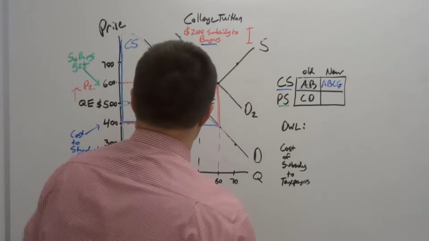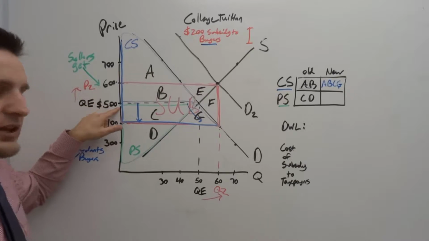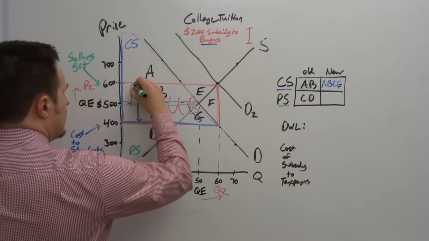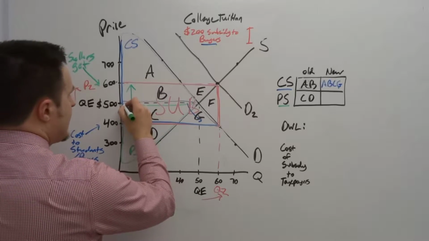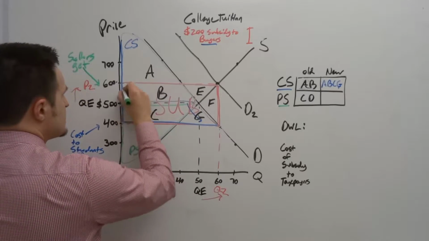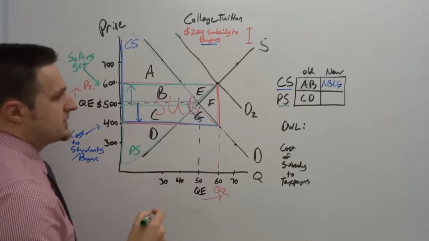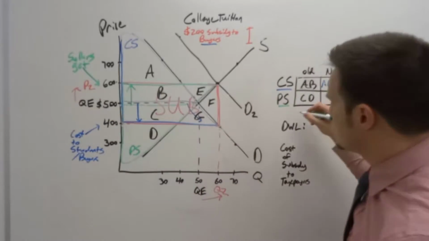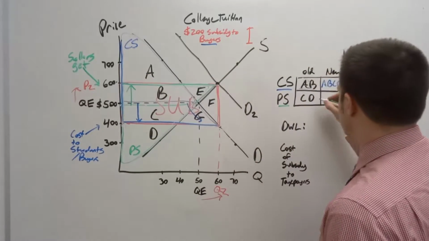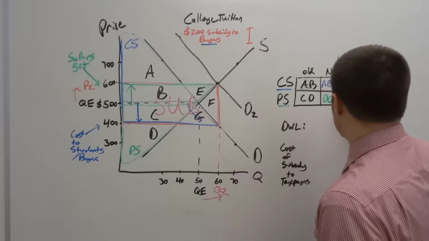The producer surplus is also going to expand because remember, the producers used to get 500, but now they're going to get 600. So they're very happy as well. So the producers are now going to have not just this area C and D, but they're also going to capture areas B and E. So the total producer surplus is this whole big triangle. It's areas D, C, B, and E.